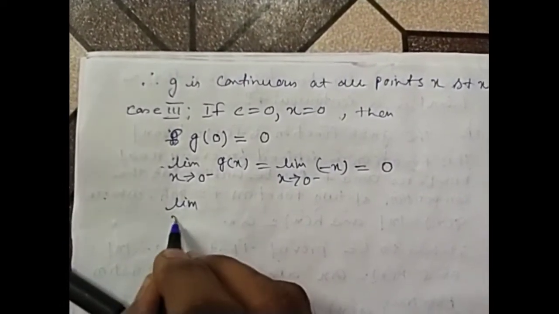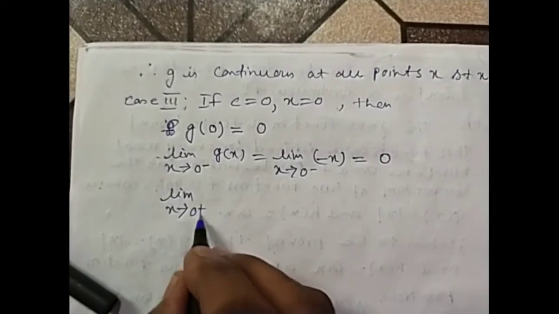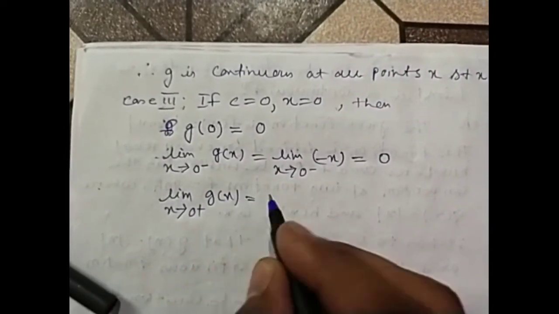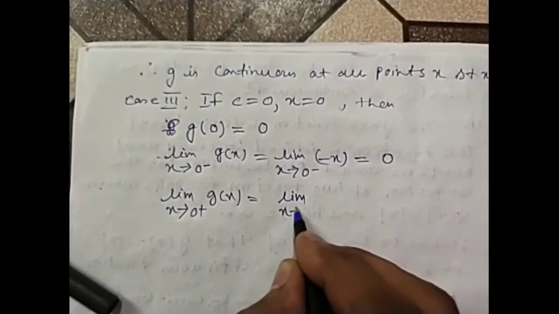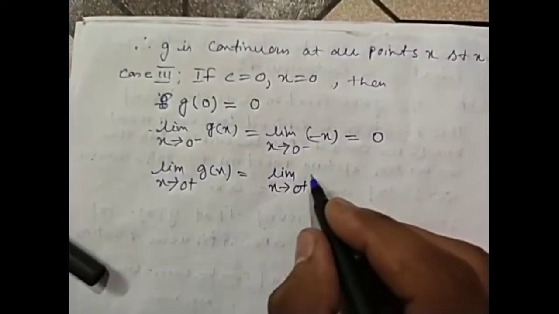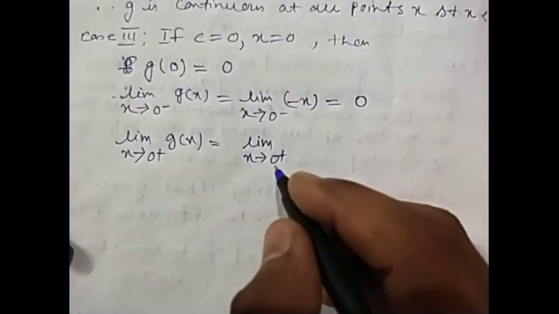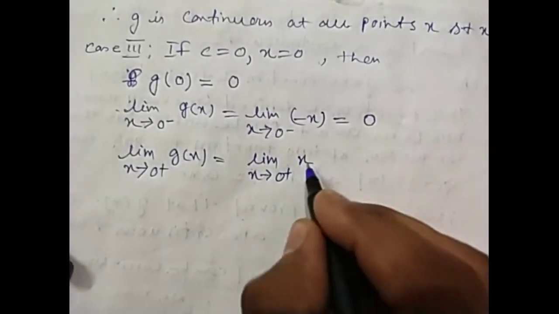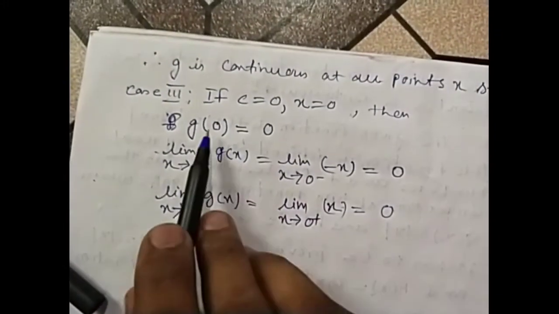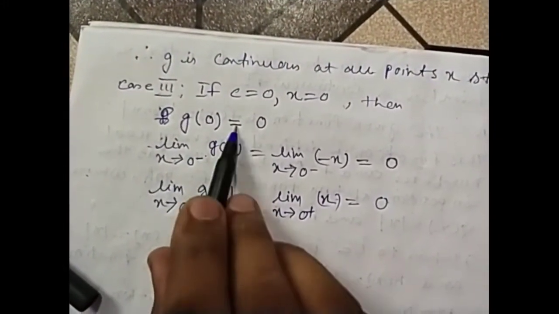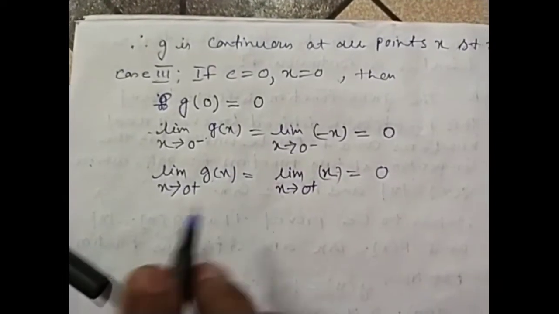Again, limit x tends to 0 positive, g(x) is equal to limit x tends to 0 positive. 0 positive means the value of x is greater than 0, so the function you will get is x. Putting the value, you will get 0. So you can see the left hand limit, right hand limit and the value at the point are equal. So the function is a continuous function.